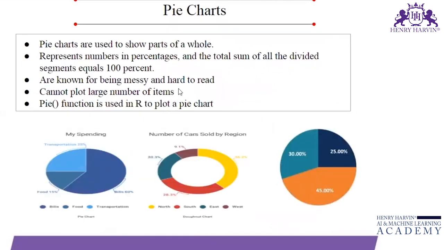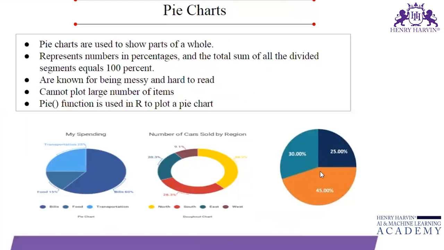So pie charts are used to show the part of a whole. They represent data in percentages, and the total sum of all divided segments equals 100%. Pie charts can only be used when there are fewer items or variables. Otherwise, it will be a messy or hard to read graph.